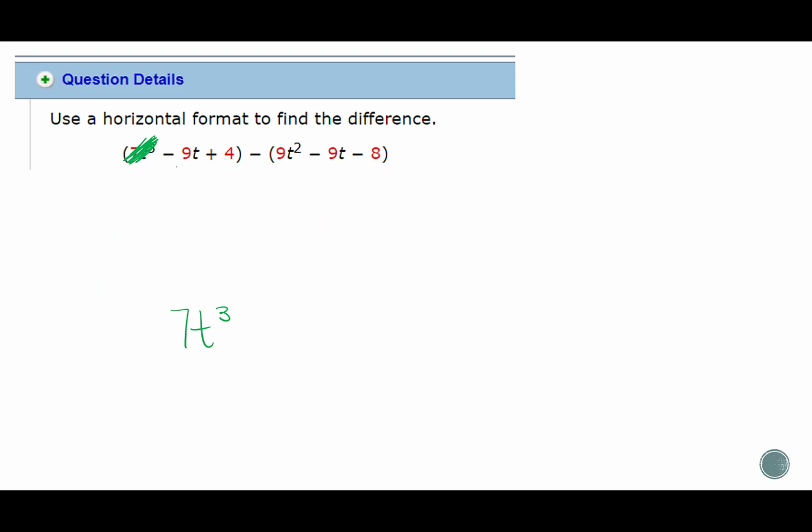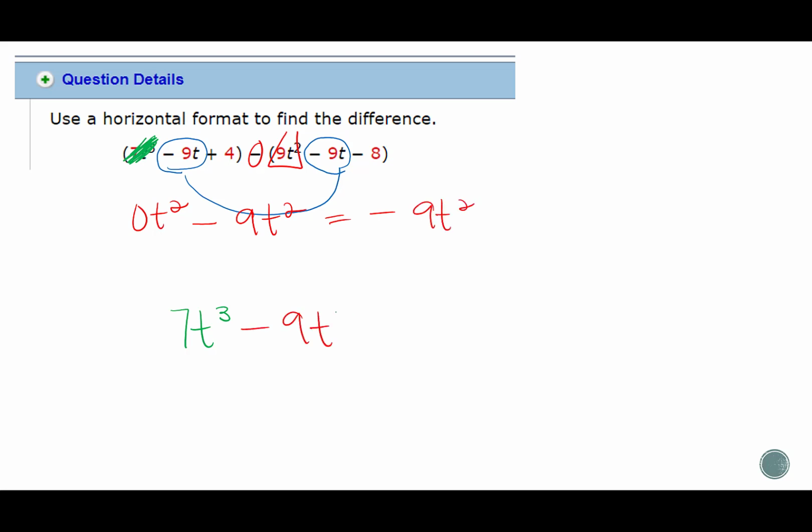The next term in the first trinomial is this negative 9t, and it does match up with another term in the second polynomial that has a t, but I can't help but notice there's a 9t squared in the second polynomial. Since the first polynomial does not have a t squared, we could actually say it has 0t squared minus 9t squared, which equals negative 9t squared. So that will be the second term in our answer.